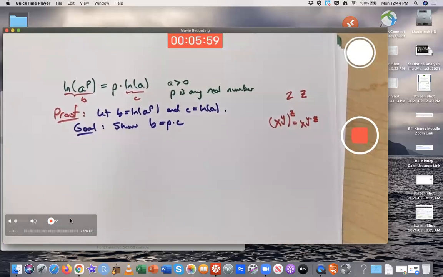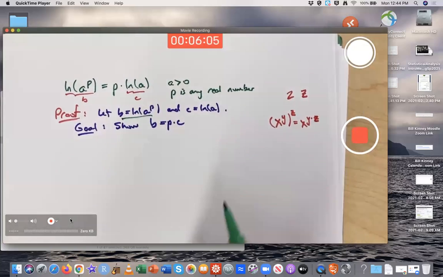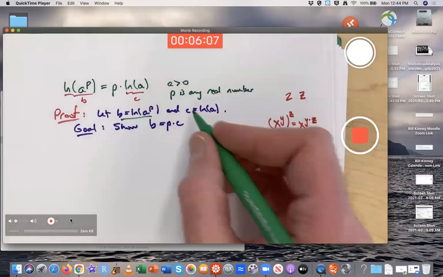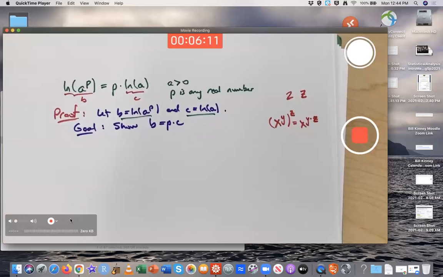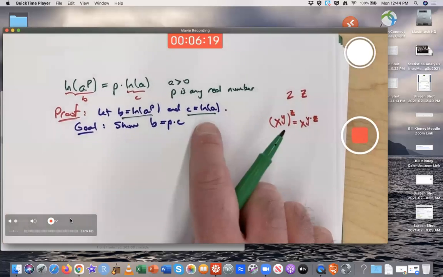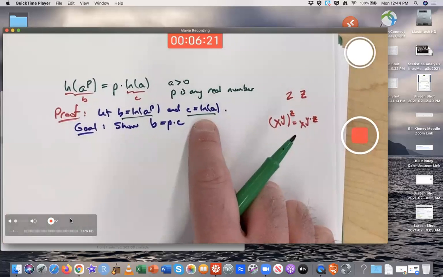With properties of logarithms, use the definition of what logarithms mean. What does it mean for b to be the natural log of a to the p power? What does it mean for c to be the natural log of a? Well, it is log base e. That's natural log. So you got to bring the number e into play in some way. Take the simpler one. What does it mean that c equals natural log of a? How can you state that equation in terms of the number e? Anybody know?